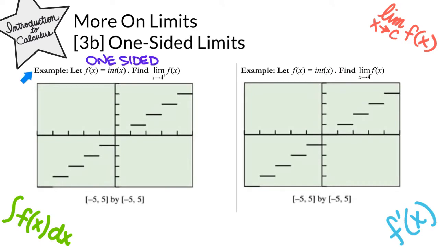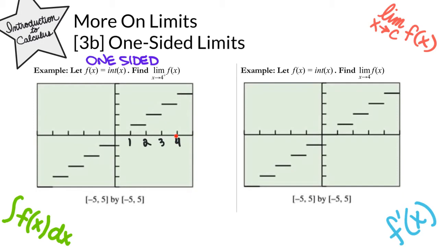Let f of x equal the greatest integer function. Find the limit as x approaches 4 from the plus side. Notice that little plus sign is a superscript of 4. So I graphed it for us to work, and you're welcome to graph it on your own calculator as well. But what we would do first is locate x equals 4.